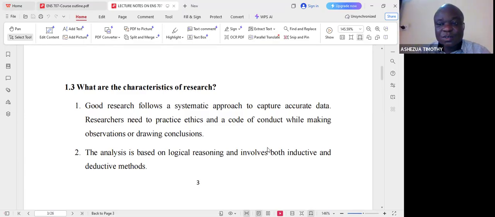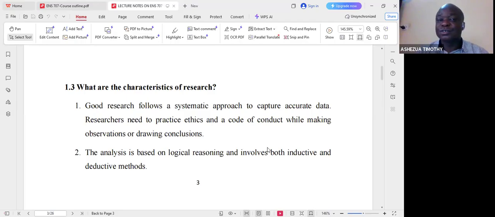So this first characteristic of a research is that it has to follow a systematic approach. If this research does not follow a systematic approach, it's not a research. The next is that the analysis is based on logical reasoning and involves both inductive and deductive methods.